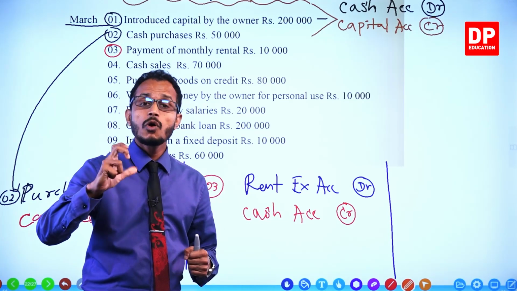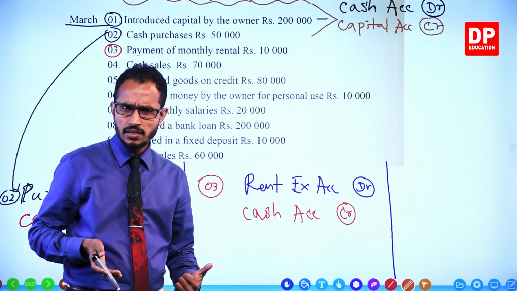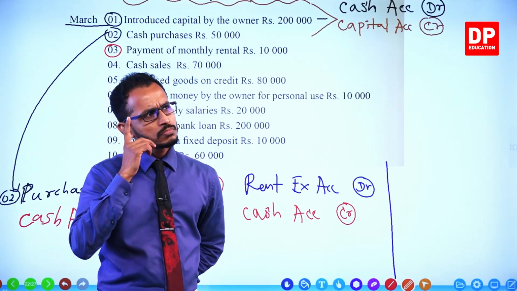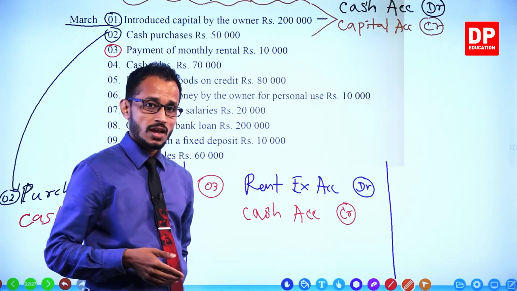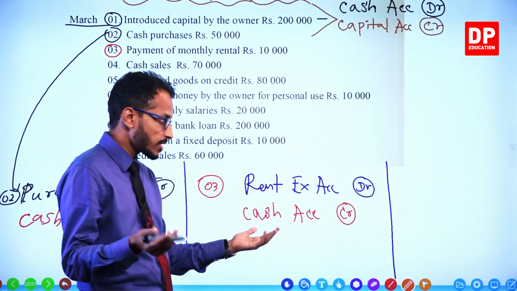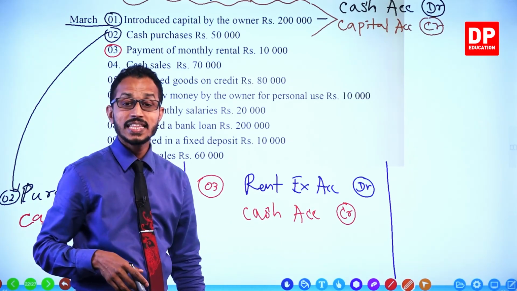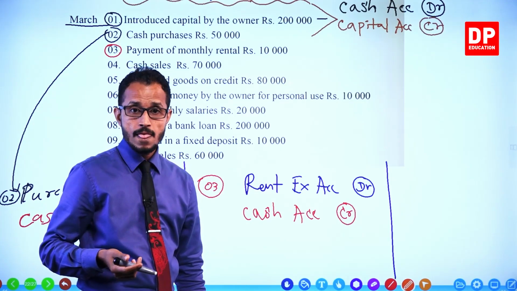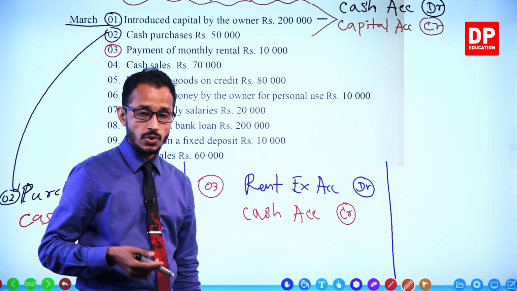And argue on your own. How did this come to the debit side? Why did it come to the debit side? Rent expense account debit? Why? That's how you learn. Alright? Cash account credit. And why was the cash account credited? Why? Think. Thinking will give you answers.